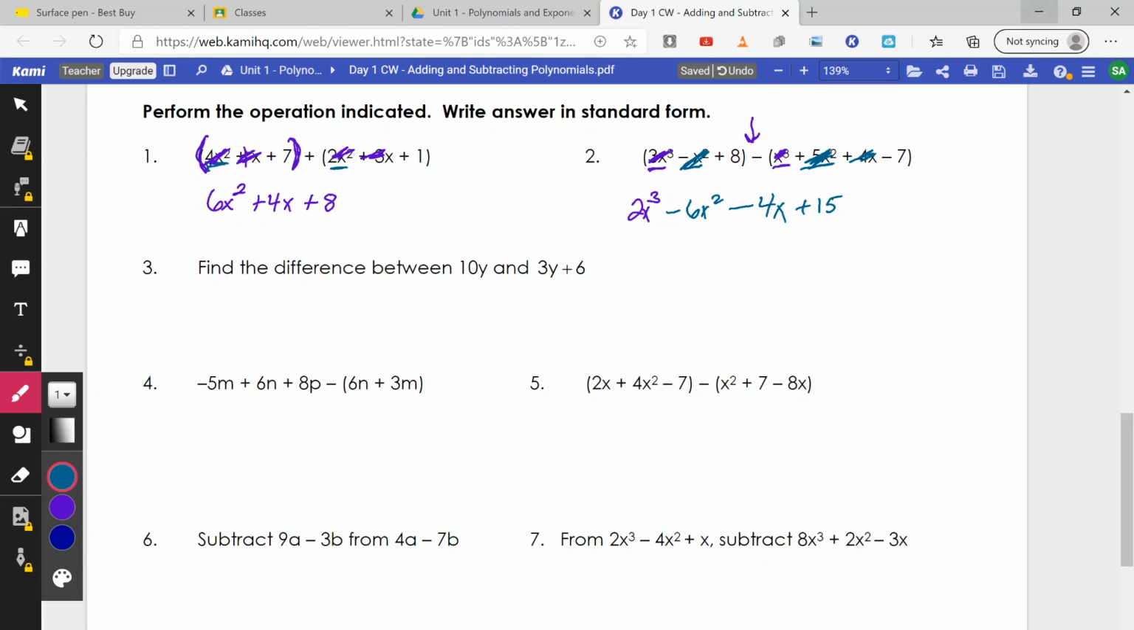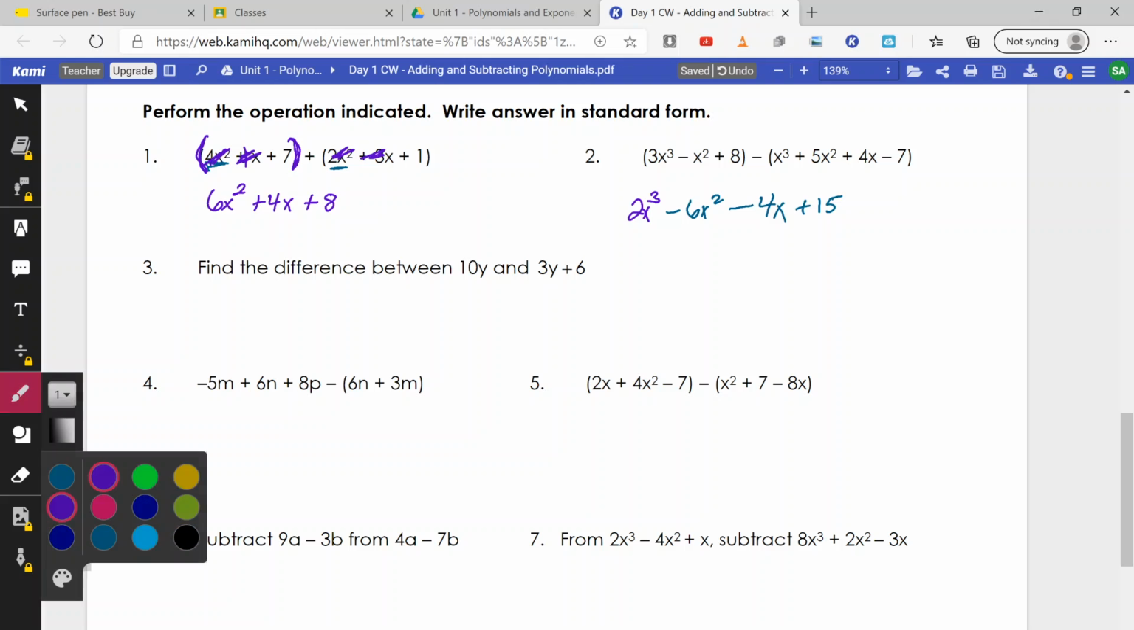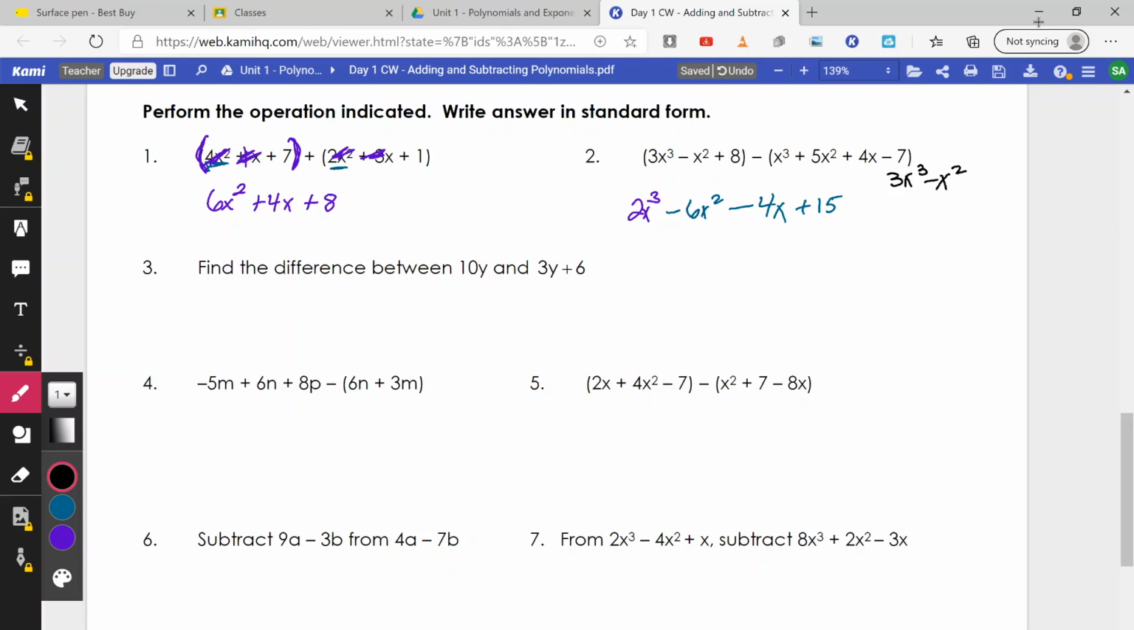So that is the horizontal way. The vertical way would be lining everything up. So we start off with 3x cubed minus x squared. And what I'm going to do is insert a 0x.